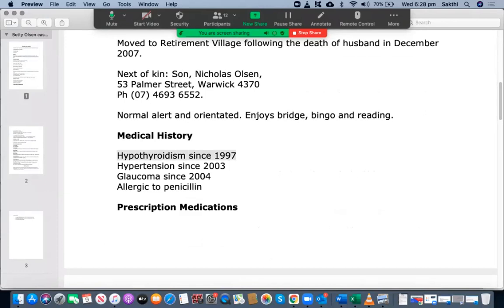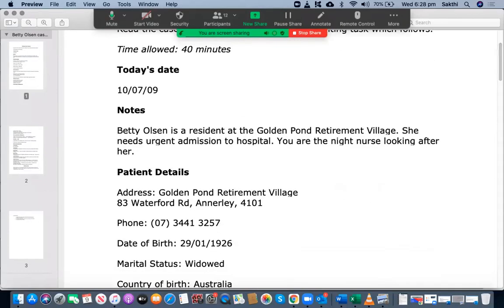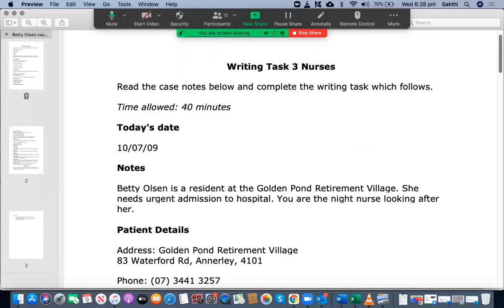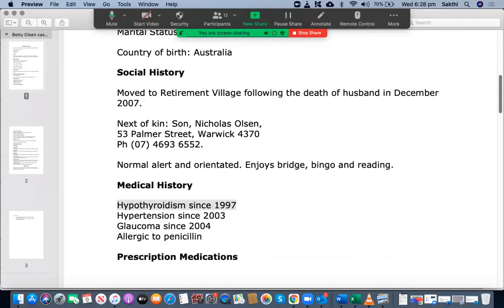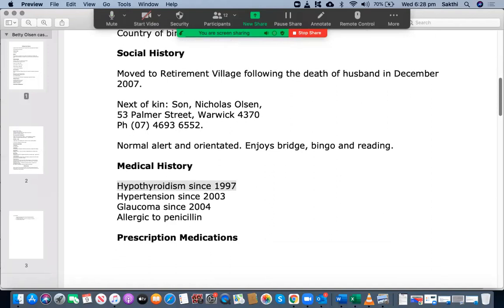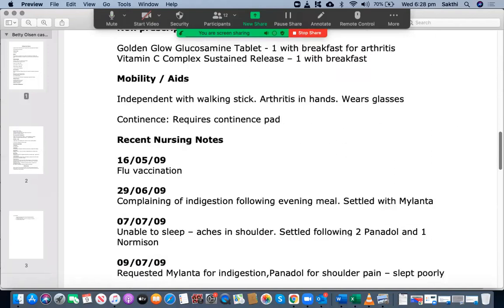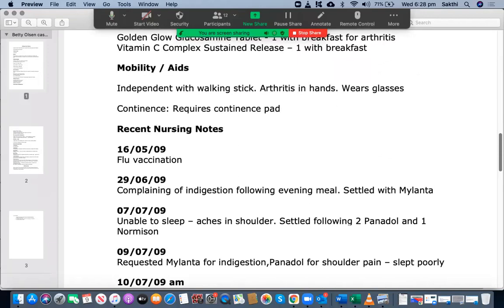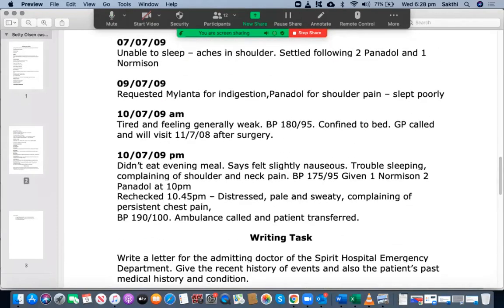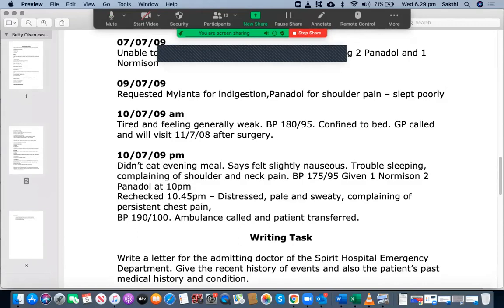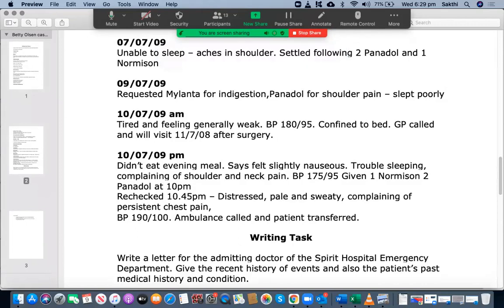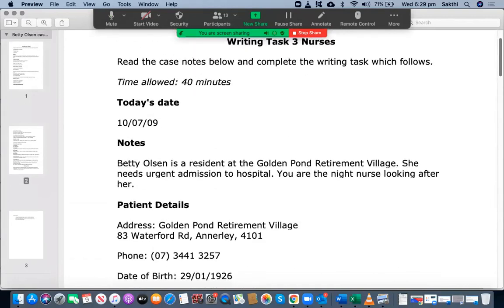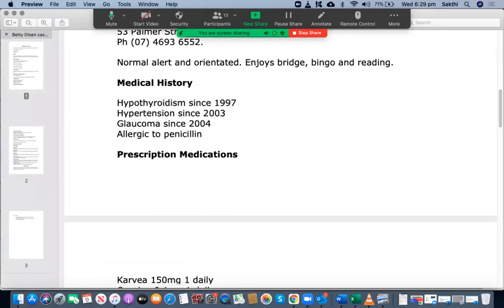Why is she going to be admitted? It's urgent admission. So they didn't mention the purpose of admission, right? Did they? Let me see in the bottom. Didn't eat the evening meal. Okay, got it. Yeah, you have to mention that.